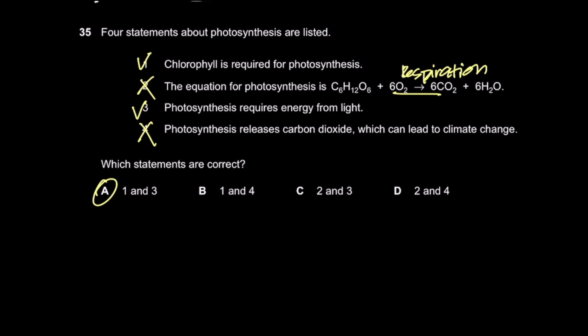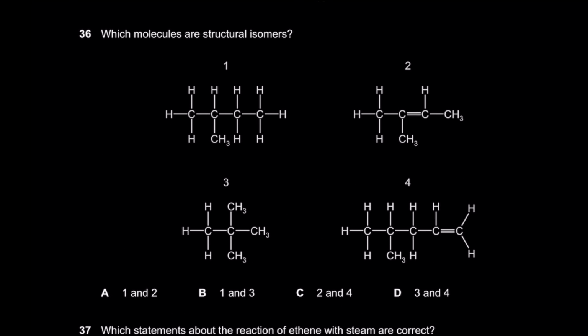Some absurd statements. Which molecules are structural isomers? Structural isomers, for them to be isomers, they must have the same molecular formula but different structural formula. Let's check out the molecular formula. Meth, eth, pro, bute, pent. This is pentane, so it should have the formula C5H12, right? This is meth, eth, pro, bute, pent. This is pentene, so it should have the formula C5H10.